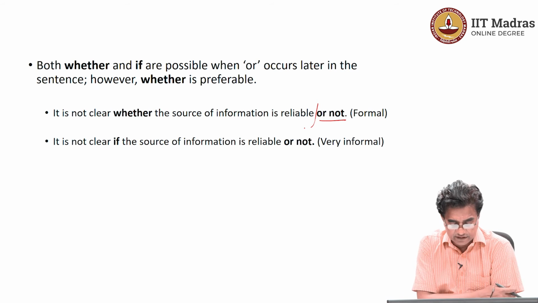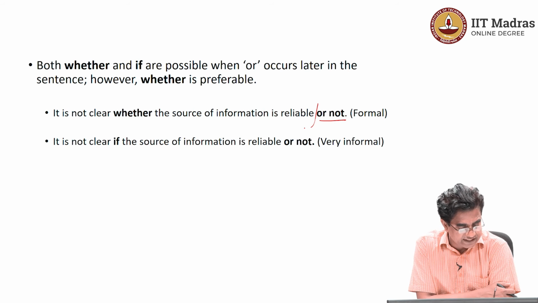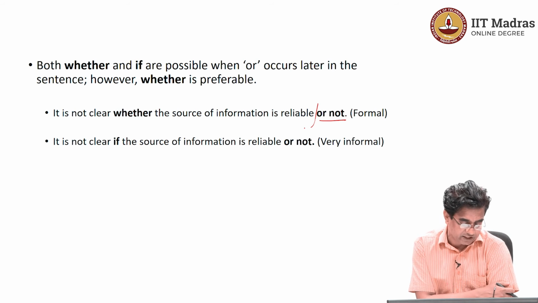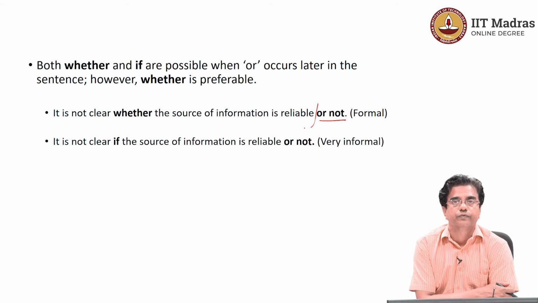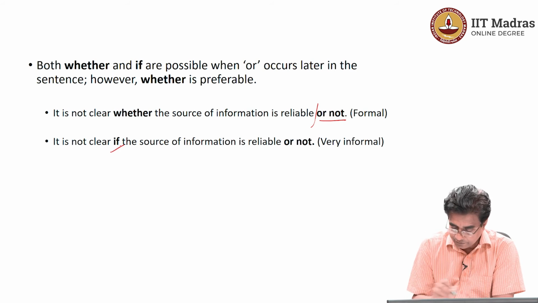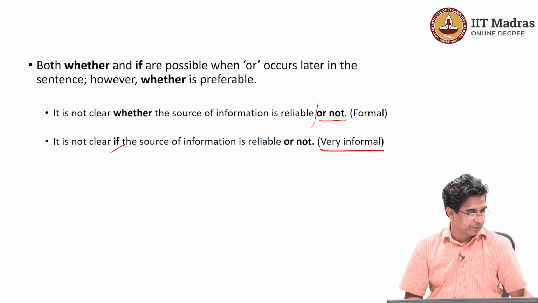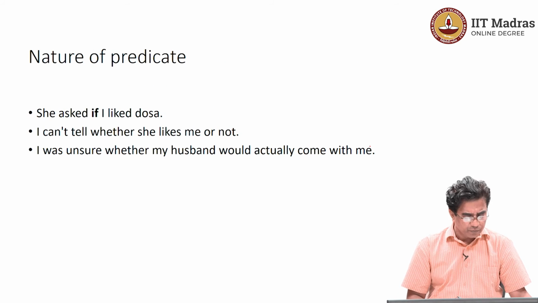It is not clear whether the source of information is reliable. If you stop here, the sentence is fully grammatical. But in a more formal context, we say it is not clear whether the source of information is reliable or not. In this context, we can also use if. It is not clear if the source of information is reliable. But the use of if makes the context informal, and the use of whether keeps the level of formality maintained.